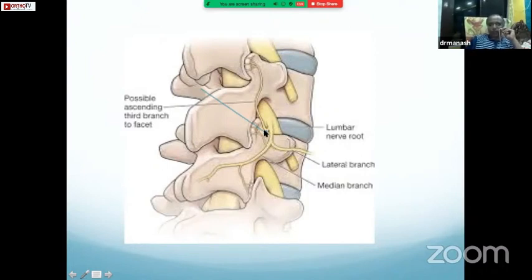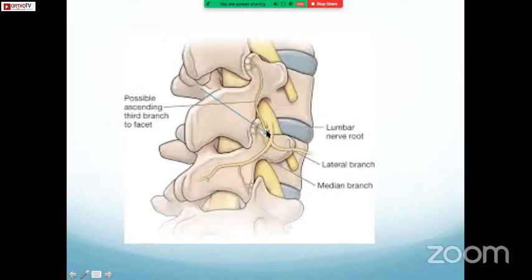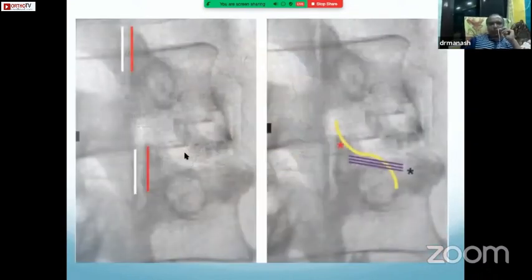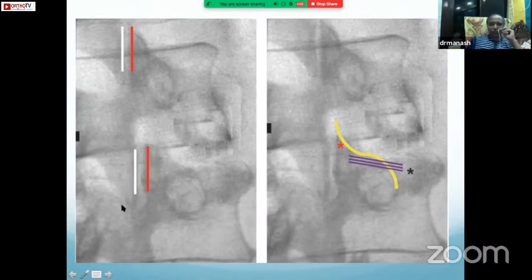This is our target. This was already explained by my previous speakers, that this is the superior articular process. This is the transverse process in oblique projection. This is the eye of the Scotty dog, and this is the tunnel. This is the most consistent relationship, and we have to target here. So this is the typical appearance in an oblique projection. So you see the Scotty dog appearance.